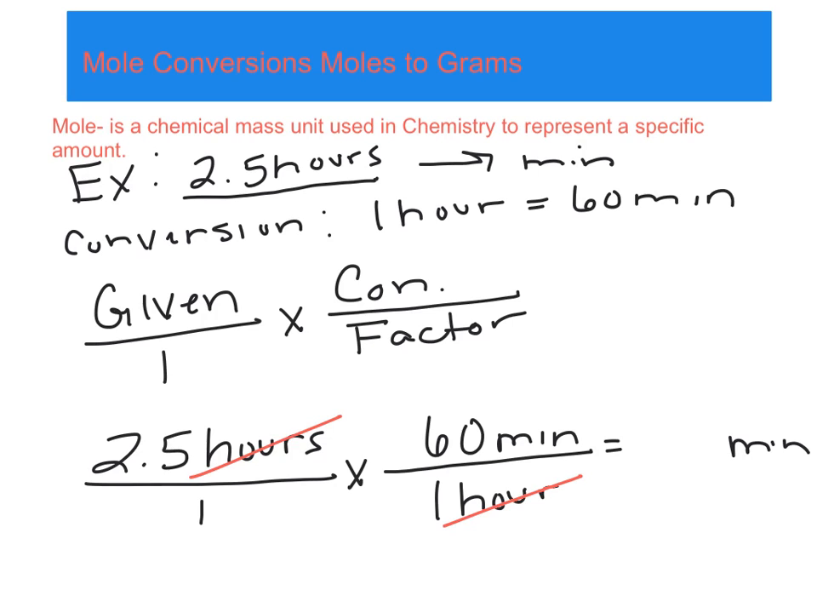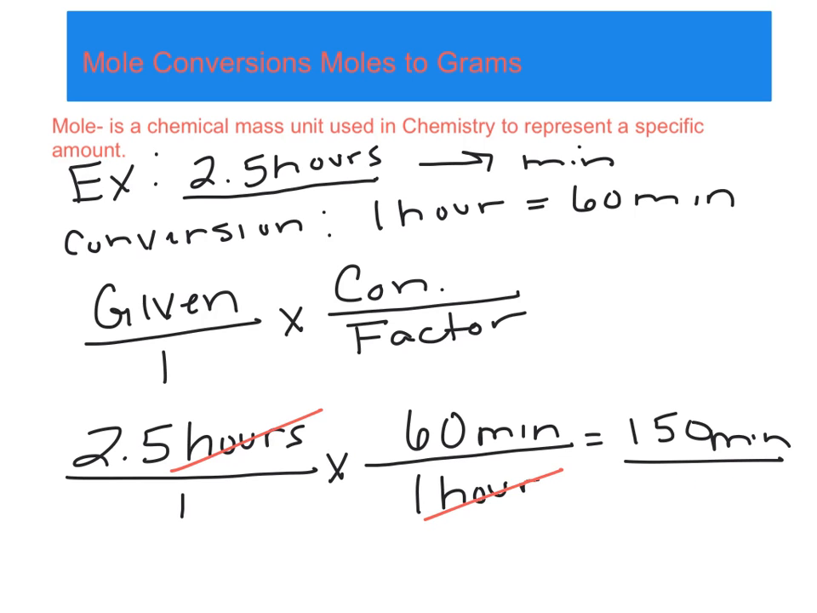At this point, all you have to do is multiply 2.5 times 60, 1 times 1. So 2.5 times 60 gives me 150 minutes. You've now just converted from hours to minutes.